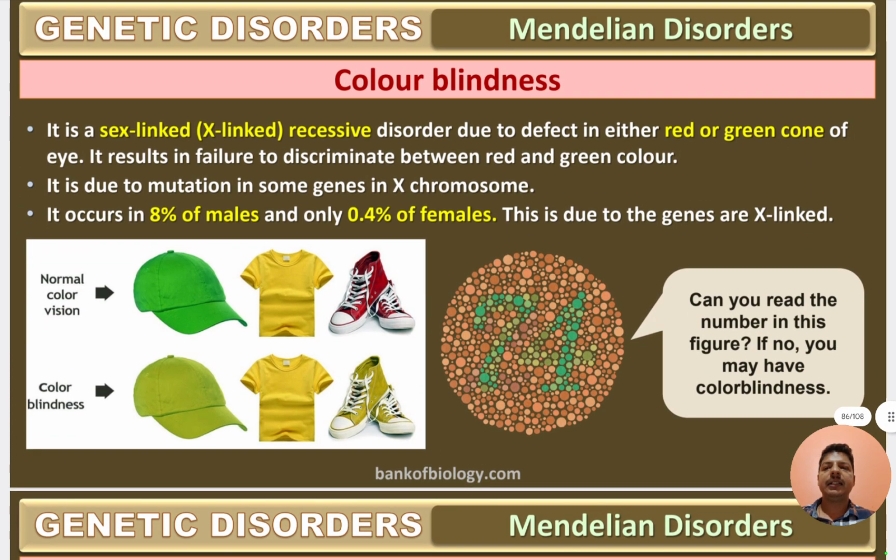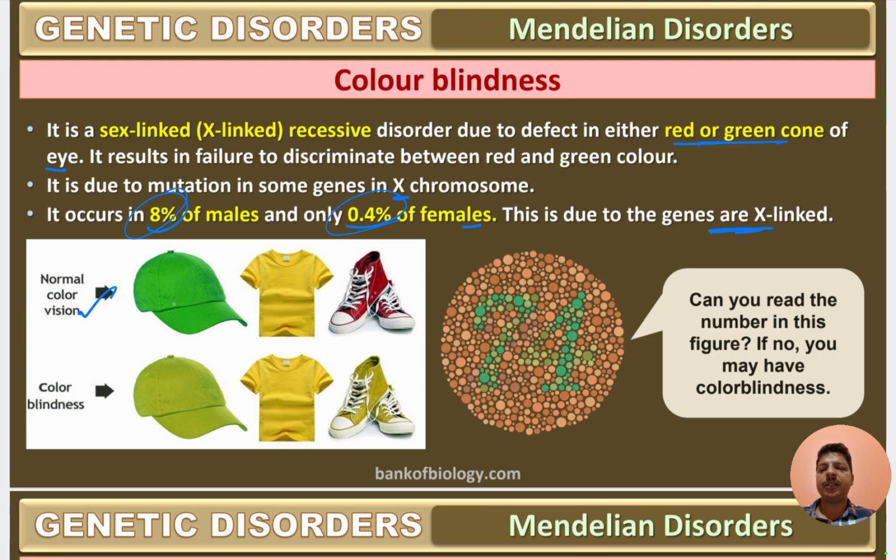Color blindness. It is a sex-linked disease due to a defect in either the red or green cone of the eye present in the retina. It results in the failure to discriminate between the red and green color. It is due to a mutation in some genes on the X chromosome. It occurs in 8% of males and only 0.4% of females, because the gene is X-linked.